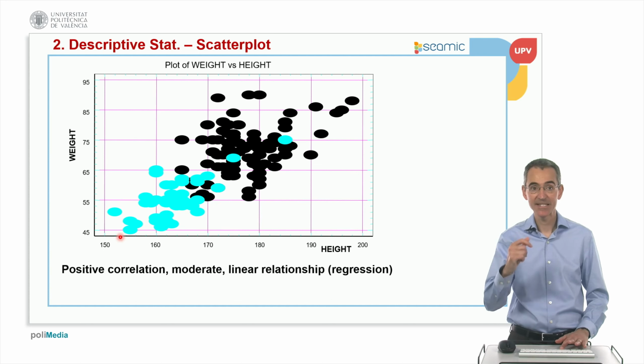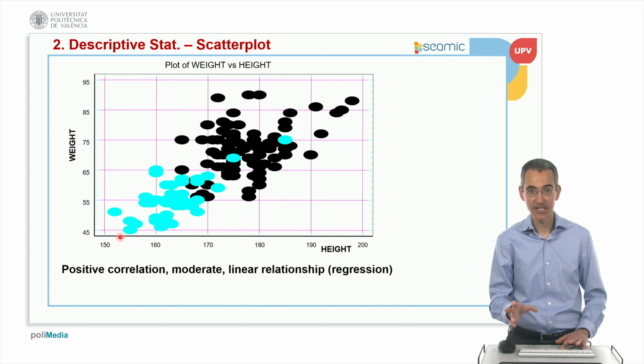Okay, so we will say that we have positive correlation, which is moderate, and there is like a linear relationship. In this case, we can apply a regression method to make predictions, but this will be part of another subject of statistics too, the part of regression.